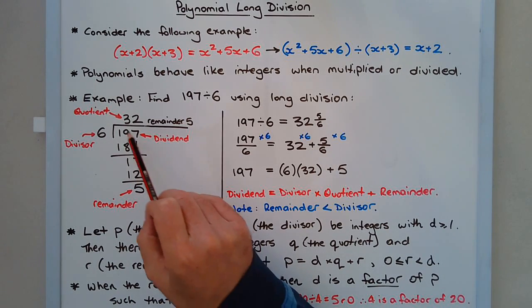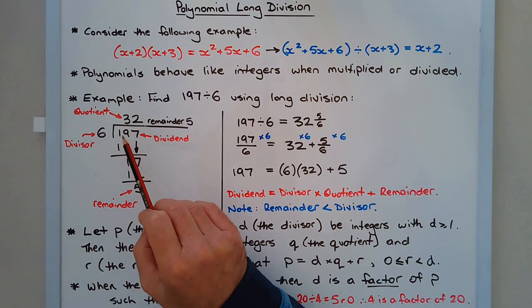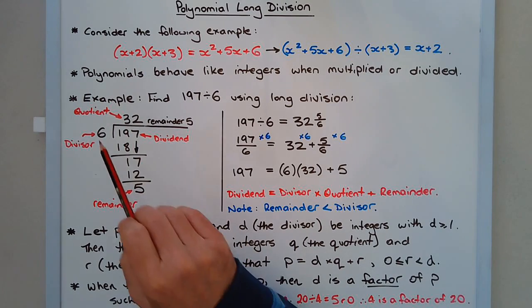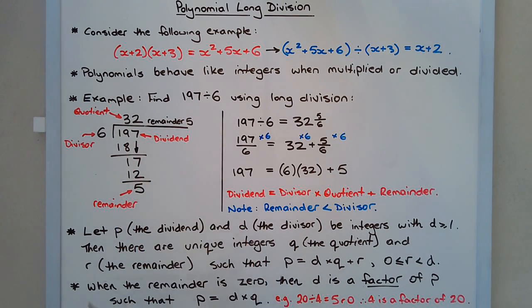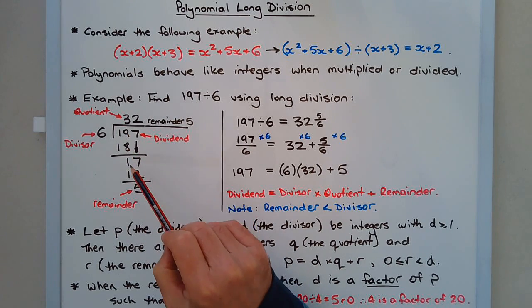The dividend goes here, the divisor goes here, and then we start. 6 into 1 we cannot do, so we consider the 19. So 6 into 19 goes 3 whole times. 6 times 3 is 18. We place the 18 just under the 19 there. 19 minus 18 is 1.